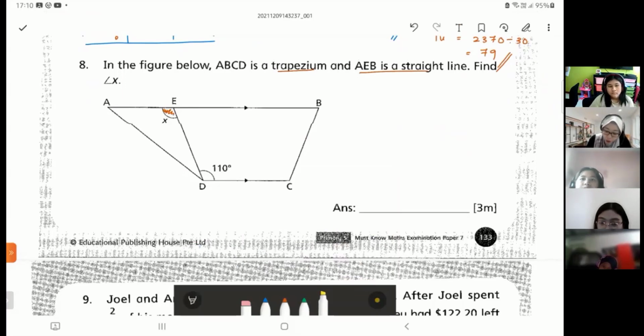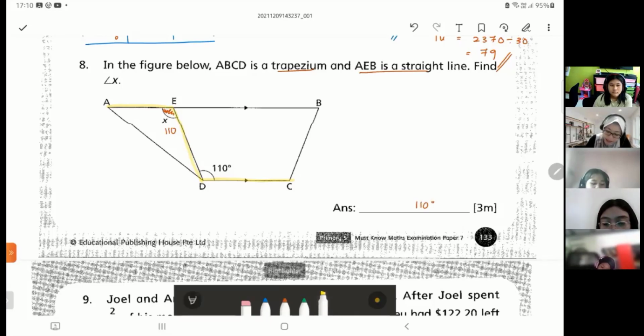Okay. If you notice, there is the Z rule again, right? So which means if this is 110, then angle X is also 110. That's it. We are done. Okay. Why is that so? Because of the Z rule.